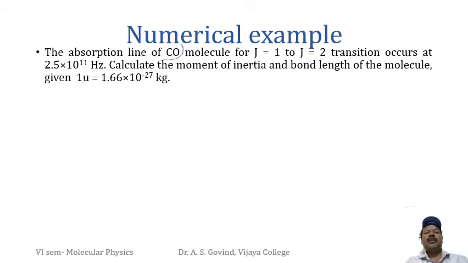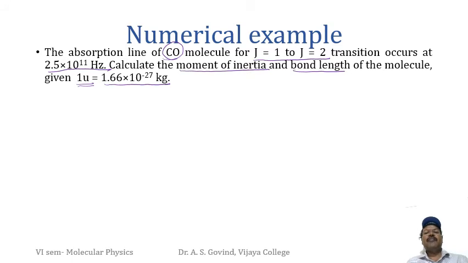Absorption line of the carbon monoxide molecule for J equals 1 to 2 transition occurs at 2.5 × 10^11 Hertz. Calculate the moment of inertia and bond length of the molecule. Given 1 atomic mass unit is 1.66 × 10^-27 kg.